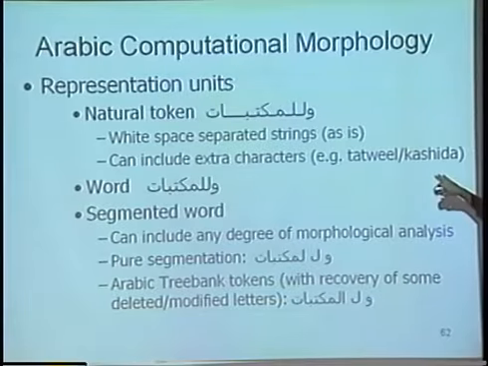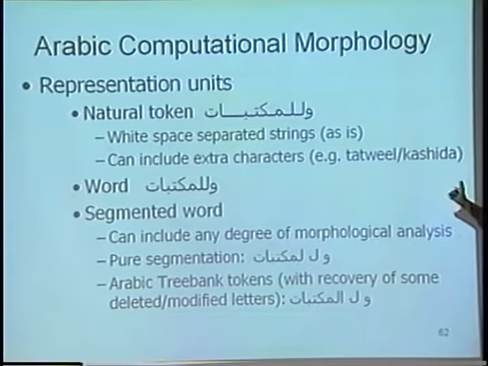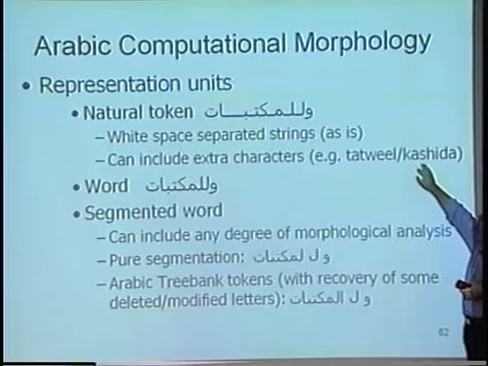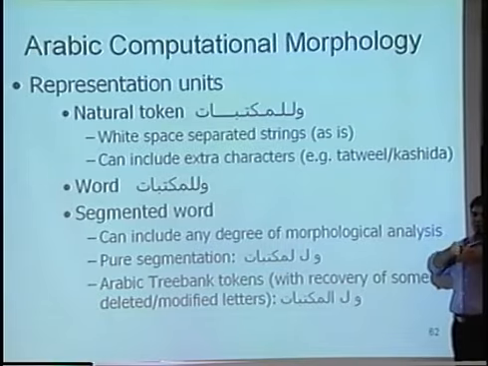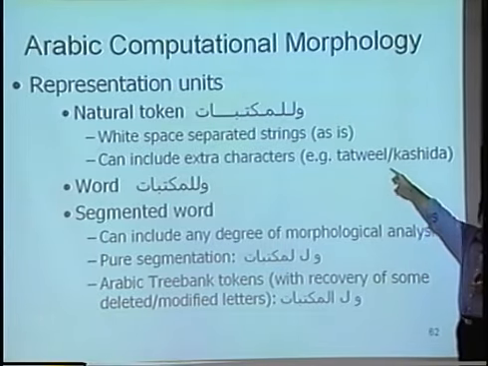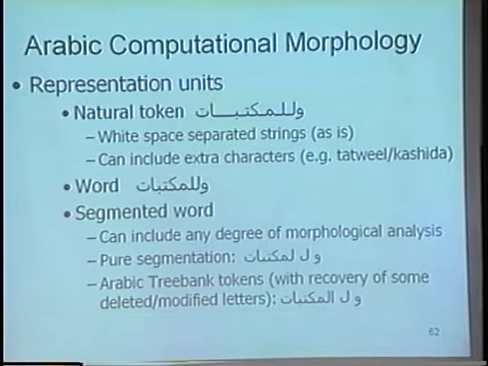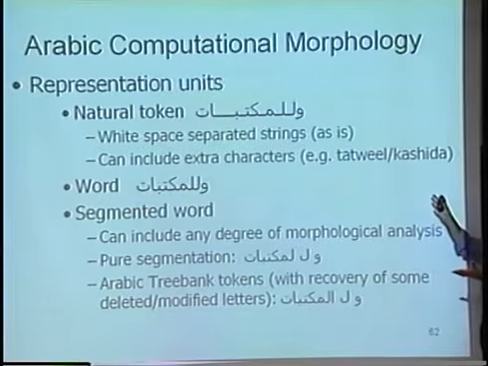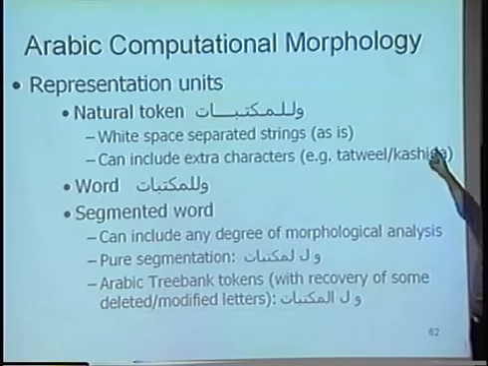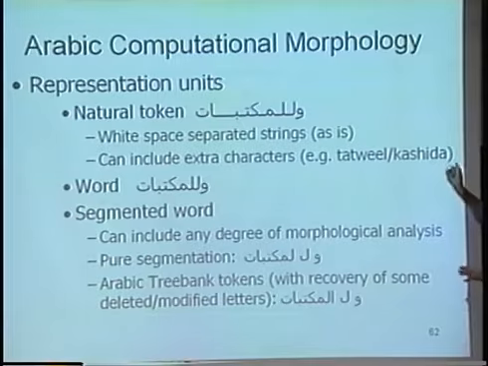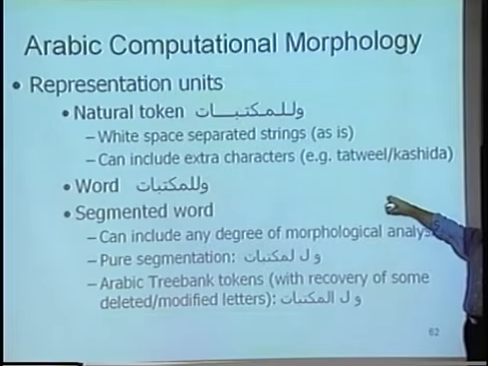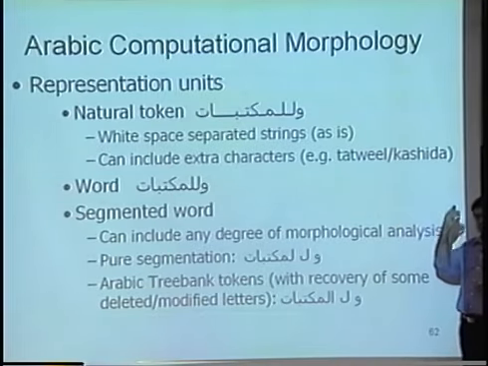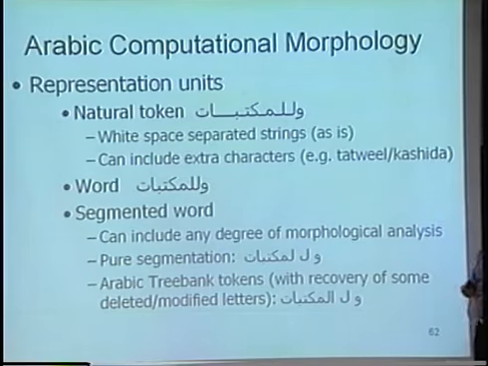So you can talk about a natural token, which is basically the word as it appears without touching it at all. So just go for the spaces and split on those. And here you would have additional characters. Remember that tatwil or elongation character that might actually be part of the word. Unless you're interested in computationally modeling elongation patterns in Arabic, this is probably something you want to get rid of, right? So I refer to this as the natural token as it appears, but the word really doesn't have those extra graphic features as part of it.